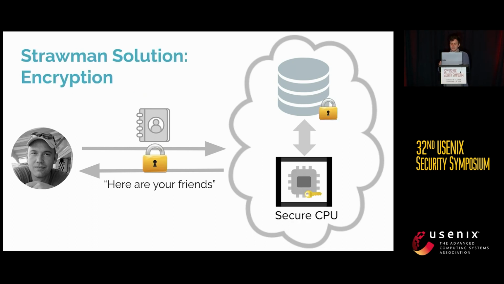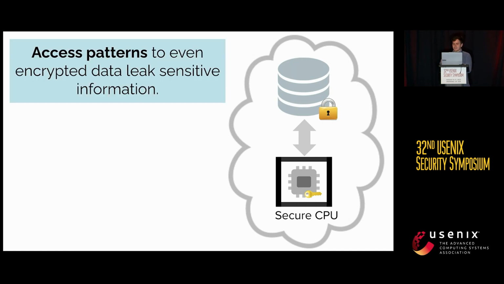One strawman solution could be to have a database inside of an enclave, and we encrypt the communication between the enclave and the user. This would be problematic because the access pattern on this database would leak the contents of the queries. For instance, if two different users query about the same contact, they would have the same access pattern, and therefore we need to write algorithms that don't leak information based on the access pattern.